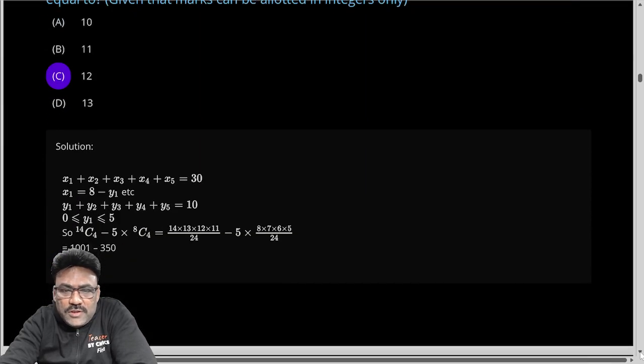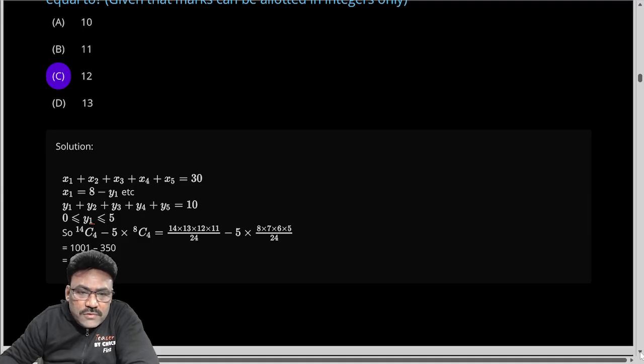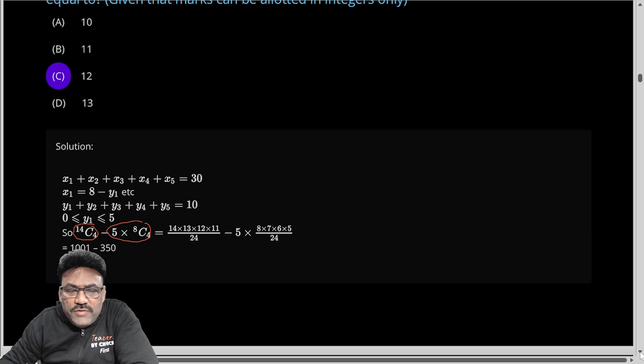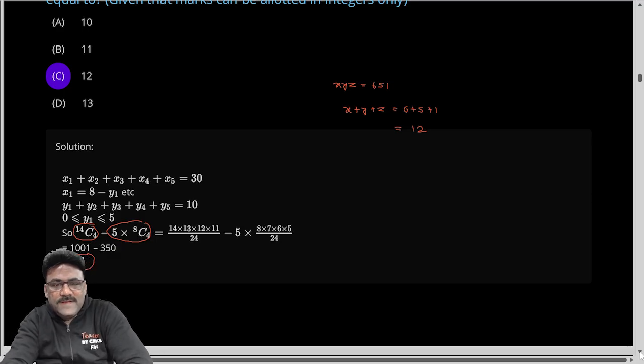When you calculate 14C4 minus 5 into 8C4, it becomes 651. So xyz is 651. They are asking for x plus y plus z, meaning 6 plus 5 plus 1. Hence it is 12. Right?